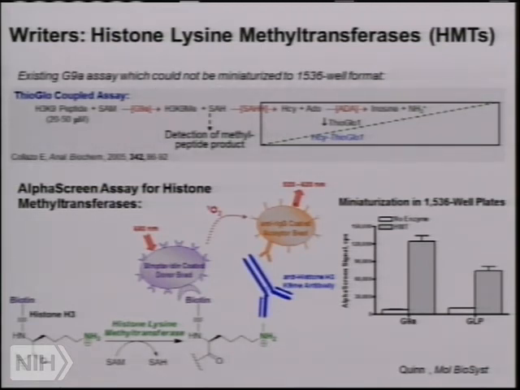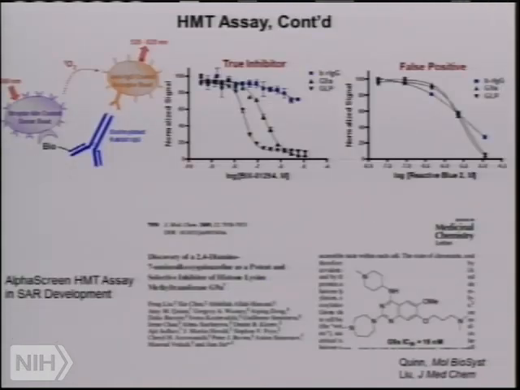In turn, that antibody is recognized by secondary antibody on the colloidal particle. Streptavidin is used to attach the other particle to the biotin. And only when there is installation of methyl group, you get the two particles to be co-bound to the same molecule here, and you get a high chemiluminescence signal. We tested this assay in 1536 well plate with G9A and the related methyltransferase with excellent signal to background and plate statistics.